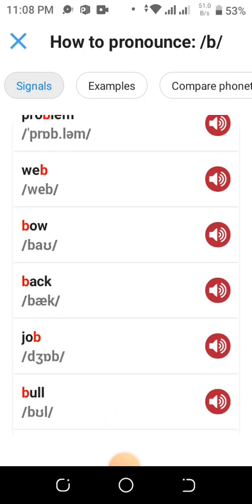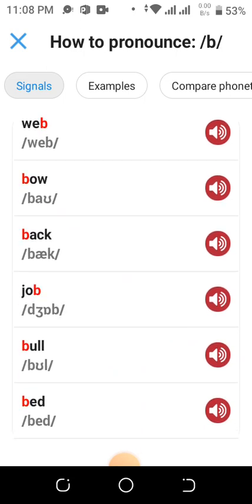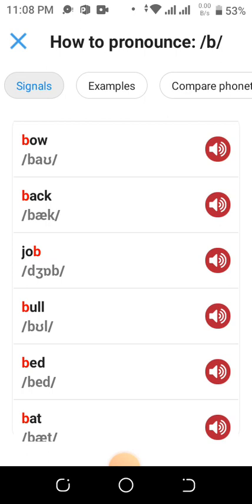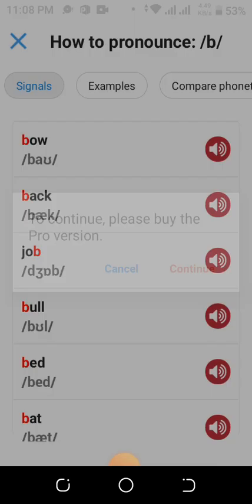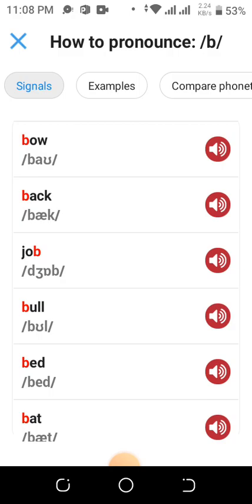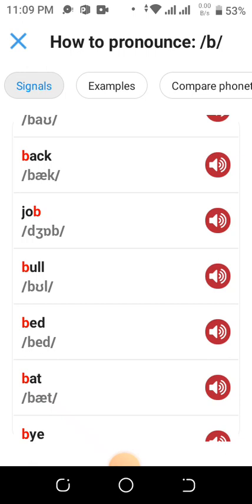Given below are a few words. Try to pronounce them and practice, and you will see how this B sound is focused and centered, and make your own analysis. Number one is bow, bow. The next one is back, back. Next is job, job. Next is bull, bull.